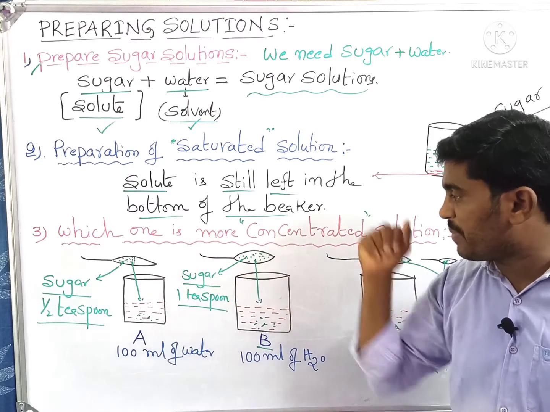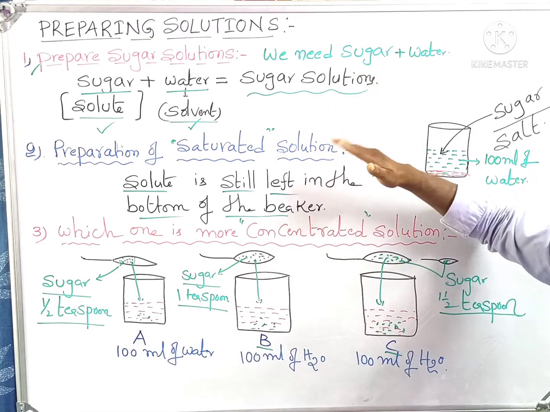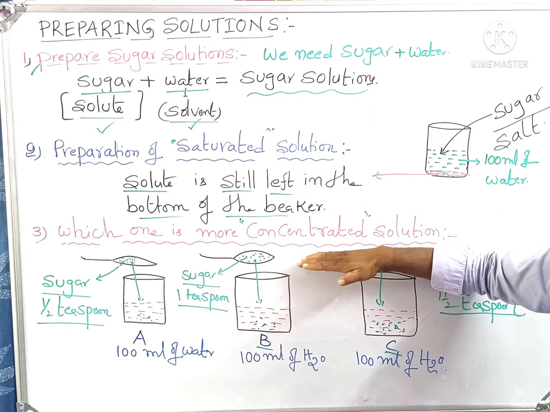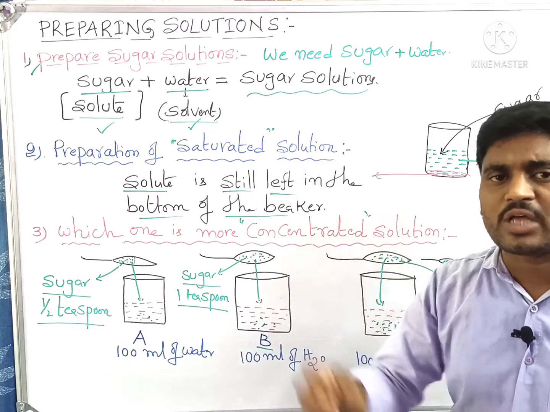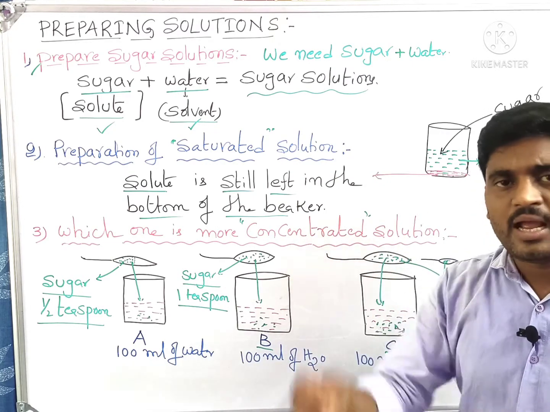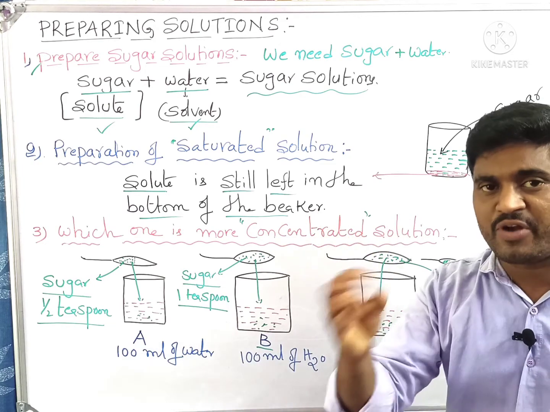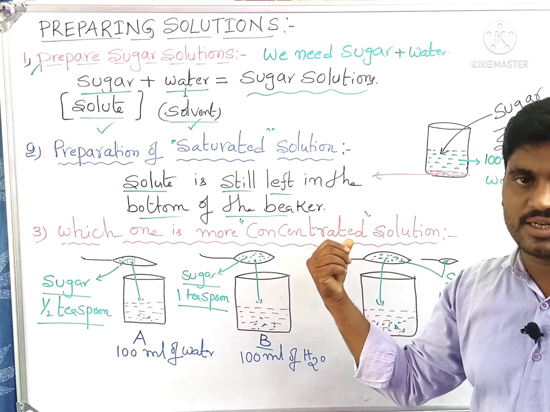So this type of solution is called saturated solution. Then finally we prepare concentrated solution. So sugar solution, saturated solution, concentrated solution. These three solutions are very useful to perform the osmosis activity, diffusion activity, filtering activity and the remaining activities in this lesson. Understand?